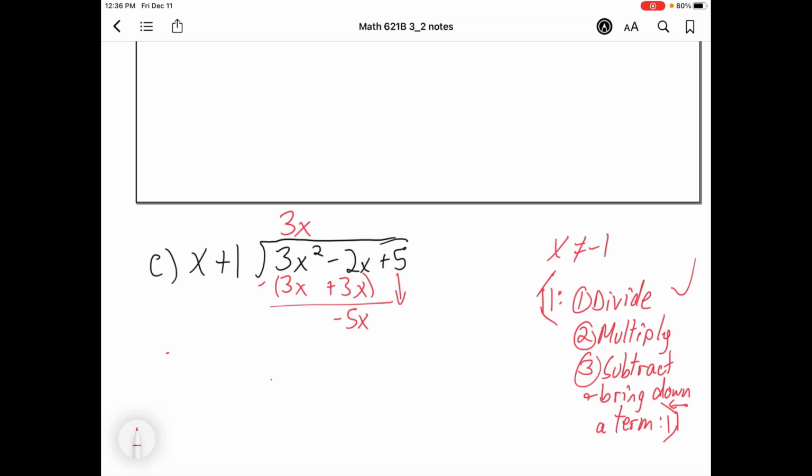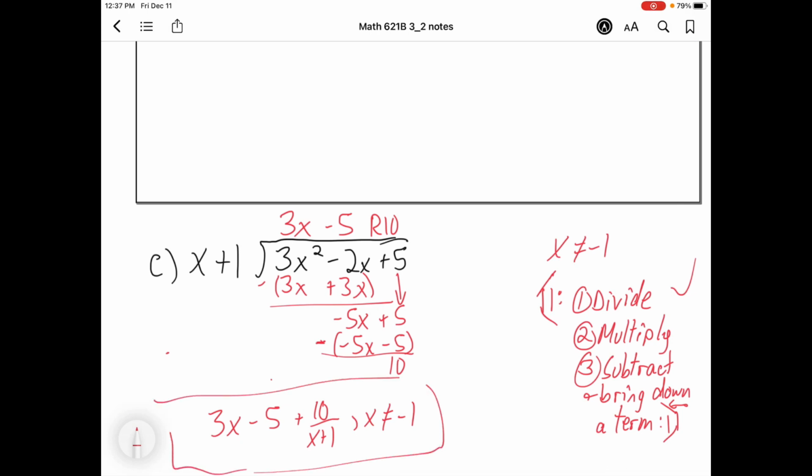Negative 5x. Bring down a term. Now repeat. Negative 5x divided by x is negative 5. Negative 5 times that whole binomial is negative 5x minus 5. We get 10. That's our remainder. Boom, done. Let's write the answer nicely. And that's it. Once you get the hang of it, that's how quickly it'll go.